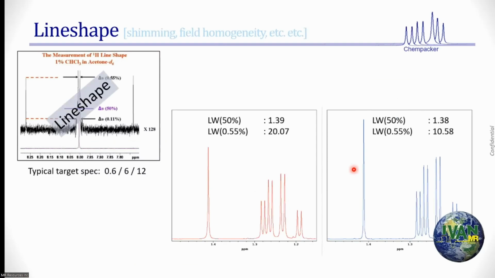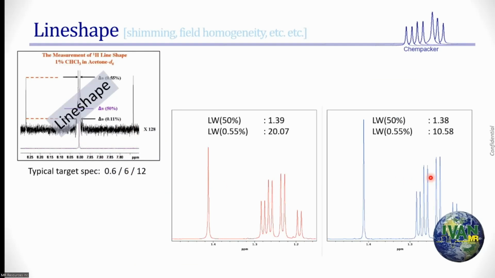Now I want to talk about line shape. We heard a lot today about line shape. This is a typical target line shape. I'm an old timer, I don't know what the current line shape specs are. This is the typical spec that when I was in the applications lab we tried to meet, 0.6/6/12. It's a typical line shape we try to meet in high resolution. As I said, line shape is line shape, whether it is benchtop or not, it's a line shape that you are trying to meet.